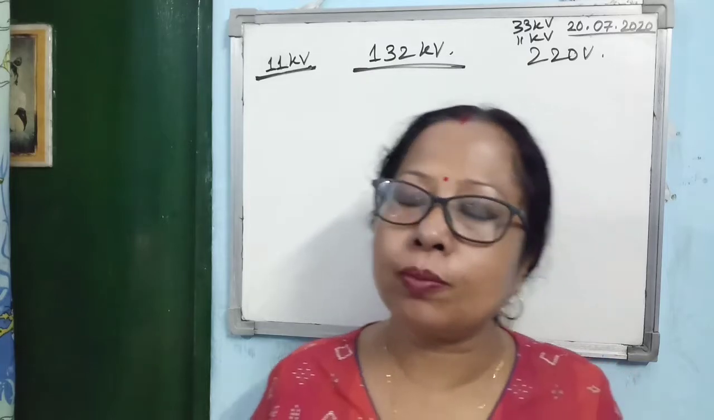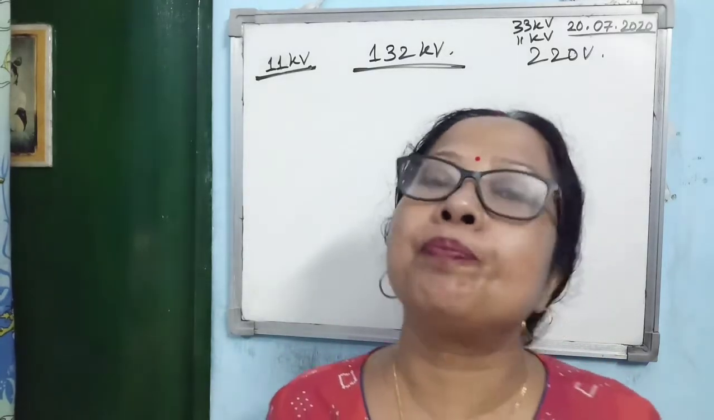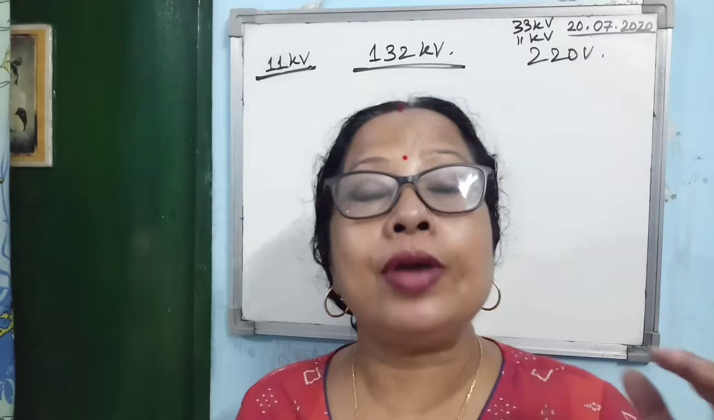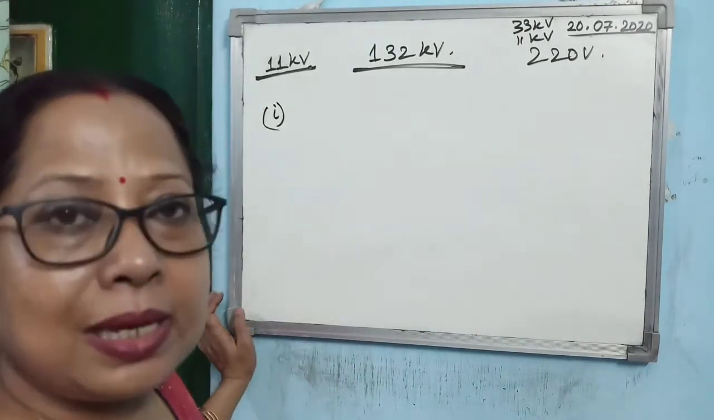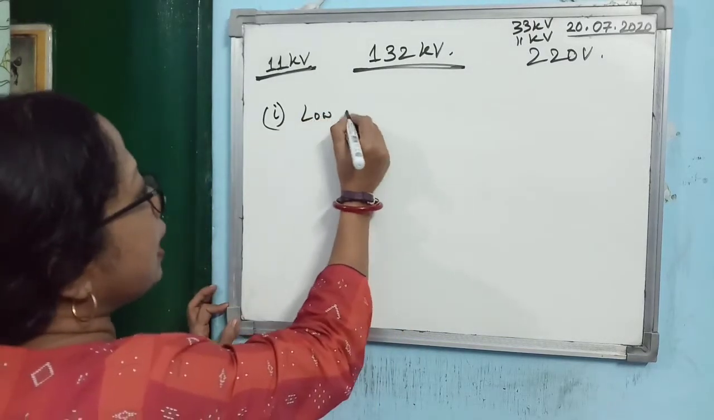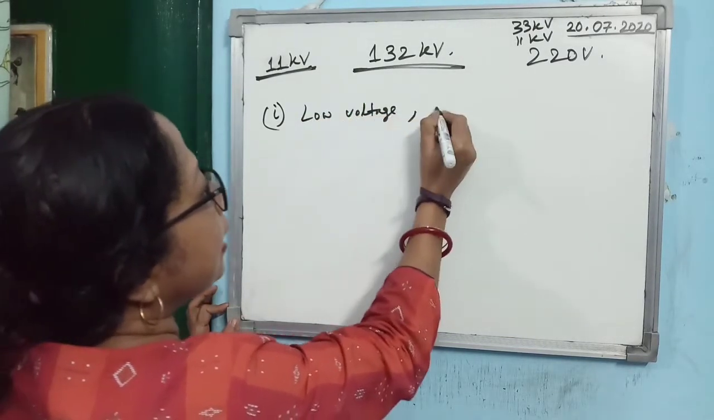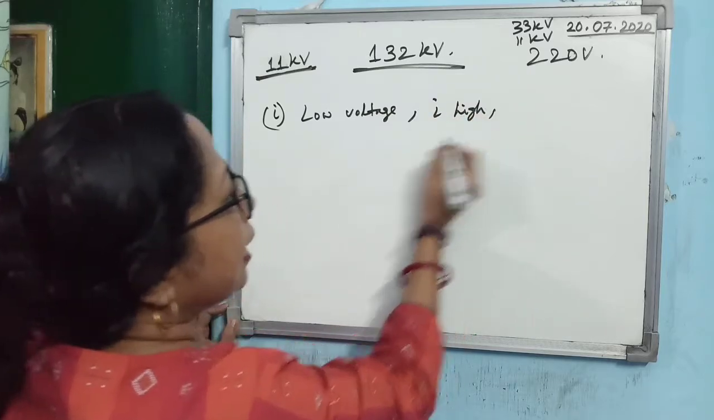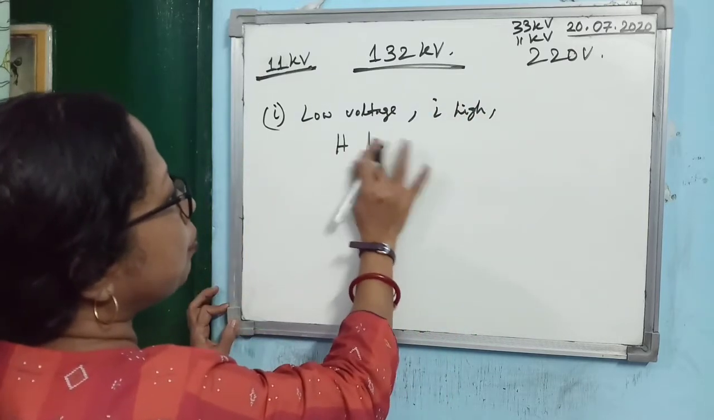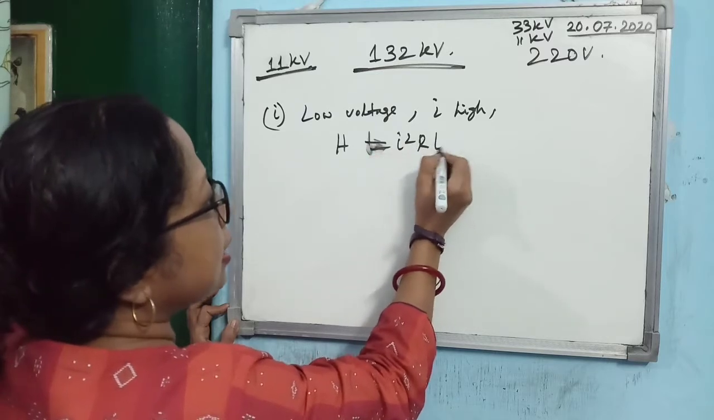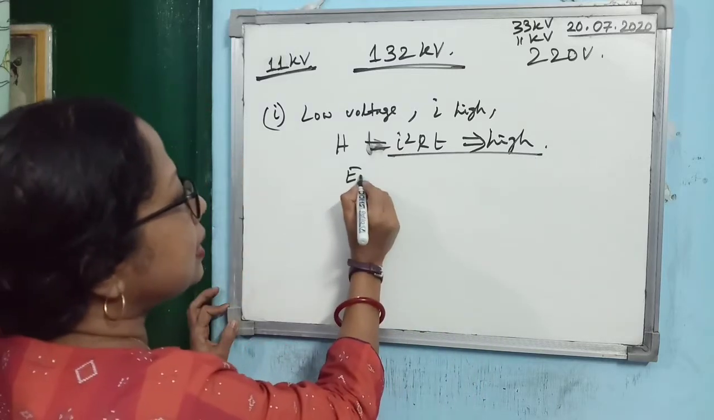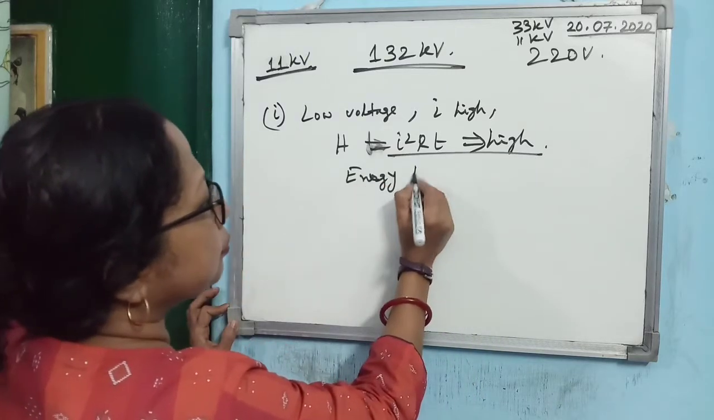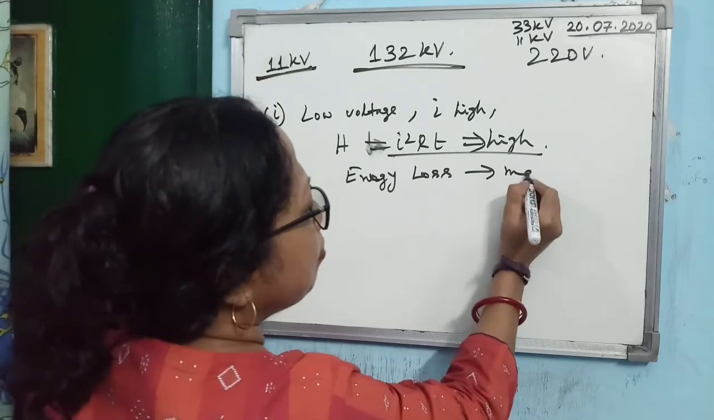Then the second question, which is also a very important question for your board exam: why is electric power always transmitted at very high voltage? There are 3 points for this. If the power is transmitted at low voltage, what will happen? Current will be high. So when the current is high, the heat produced is given by I square R T. So heat produced will be high, and energy loss will become maximum.